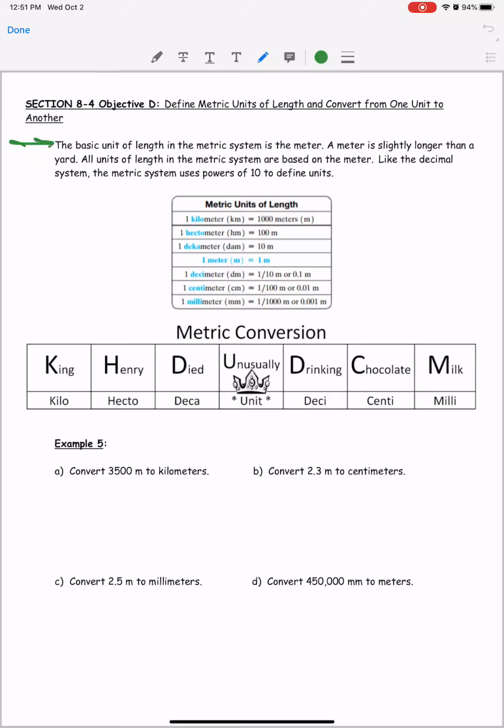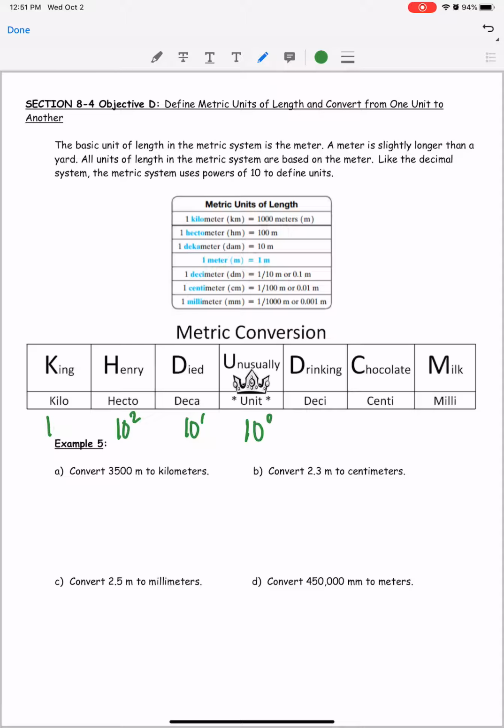So, right here, it says the basic unit of length in a metric system is a meter. A meter is slightly longer than a yard. All units of length in the metric system are based on a meter. Like the decimal system, the metric system uses powers of 10 to define its units. So this is technically like 10 to the 0. So this is like 10 to the first, 10 second, 10 cubed. So 10 to the -1, 10 to the -2, 10 to the -3.